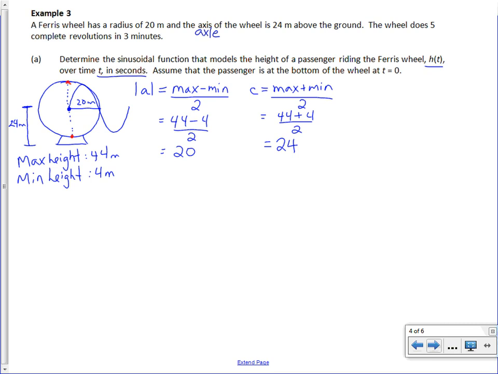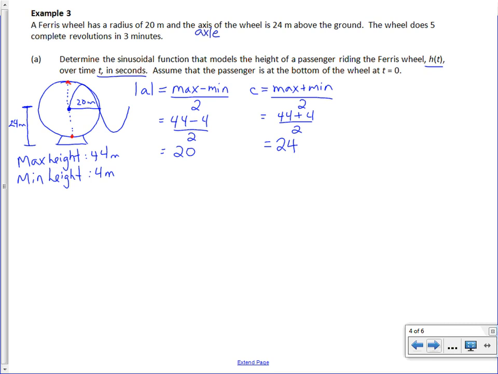Okay, now let's do K. Before I can do K, I need the period. They didn't just tell me the period, but they did give me some information. They told me that the wheel does 5 complete revolutions in 3 minutes. This is where a lot of students mess up. What is period again? Period is how long it takes for one cycle to occur, in this case, for one revolution to occur.